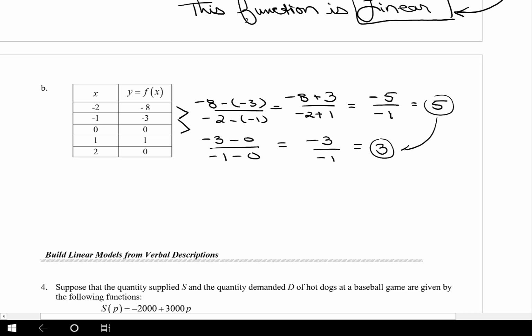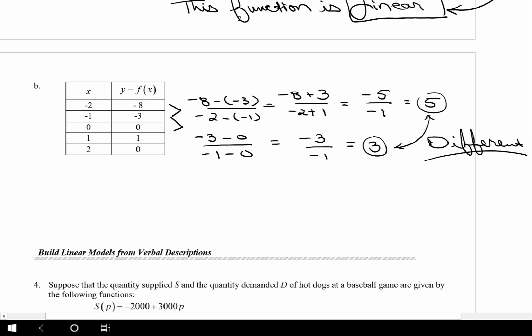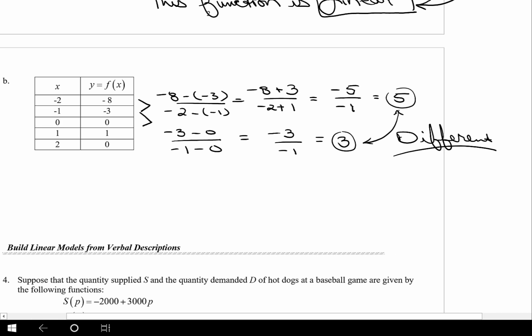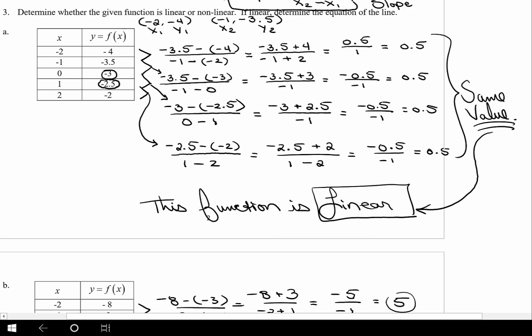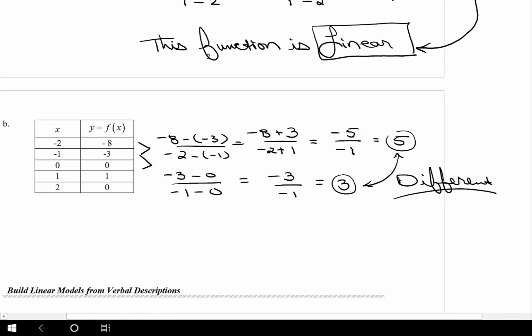These two values are different. They're not the same. Because they're different, that tells me that these two sets of ordered pairs, when I came up with the slope, there's no way this can be a linear function. So this is going to be a non-linear function.